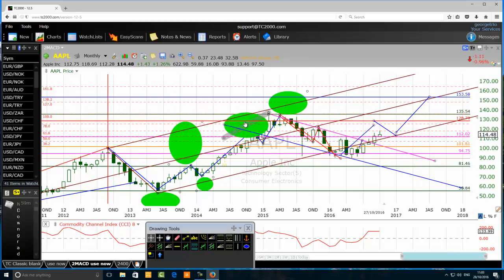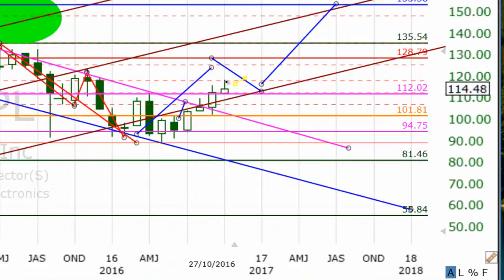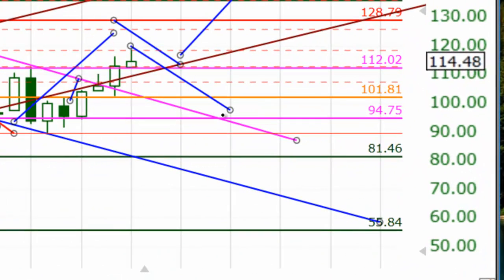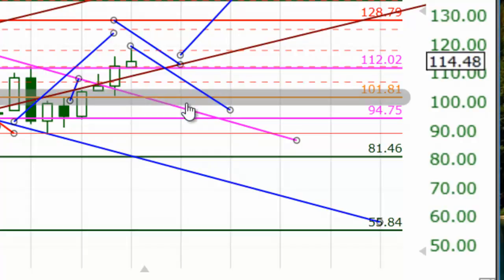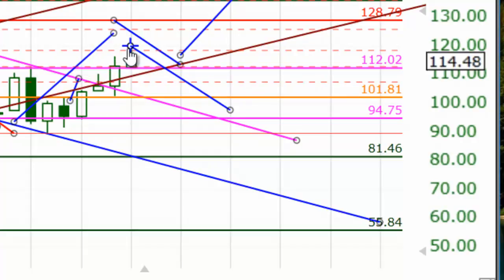So here we have the top. This is the left shoulder, and the price went up all the way to this level of around $120, and the final resistance there. We will be talking about it now. So if it goes below the 112.02, we will be talking about a head and shoulders chart pattern.